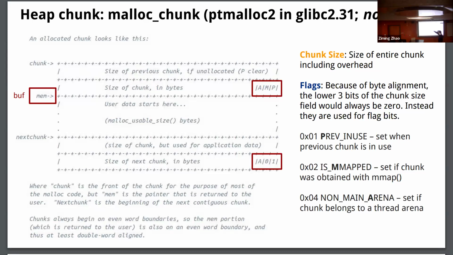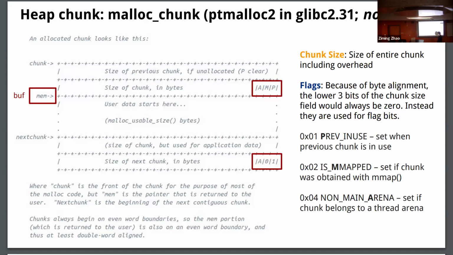Then the second bit shows whether this chunk was obtained through the memory map system call. Okay, so in most cases it's not. In this case, it's 0. The third bit, which we're not going to use very often in this class, talks about whether this chunk belongs to a thread arena. That's another concept we will not talk about today. Next week, we'll talk about that.